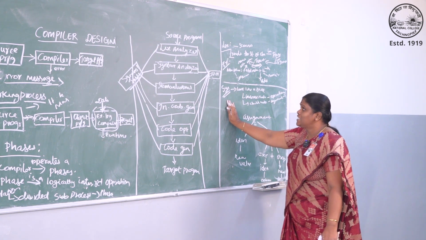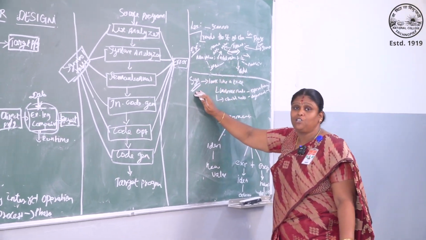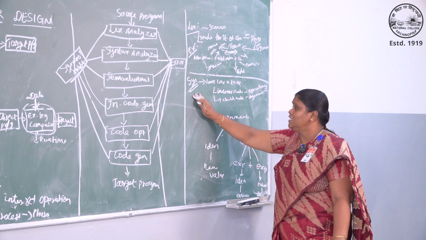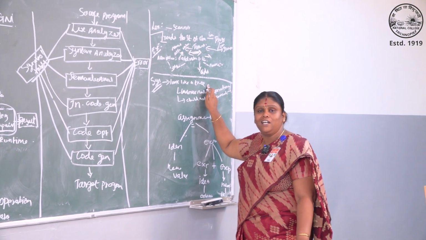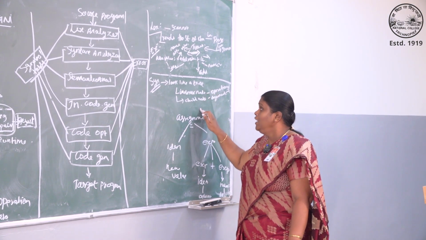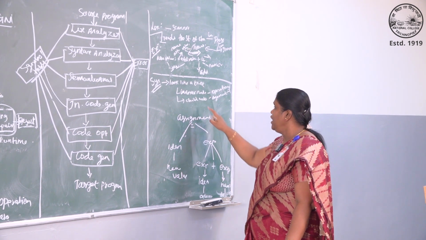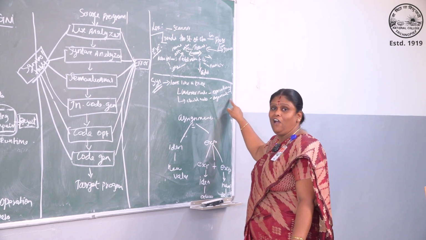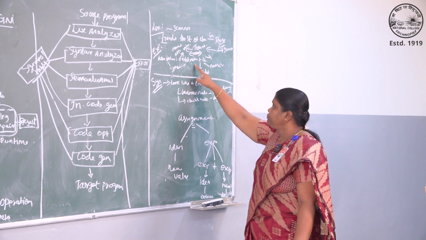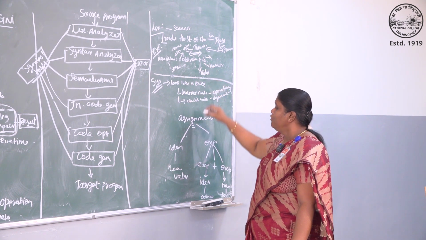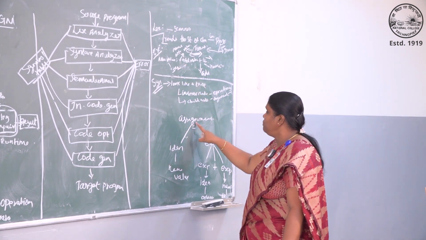Second phase, syntax analyzer. The output of the lexical analyzer is the input of the syntax analyzer. The syntax analyzer produces a tree-like structure. This tree-like structure contains child nodes and interior nodes. An interior node refers to an operation and a child node refers to an argument value. For example, new value equal to old value plus 12. If we apply the syntax analyzer, this is an assignment operator.